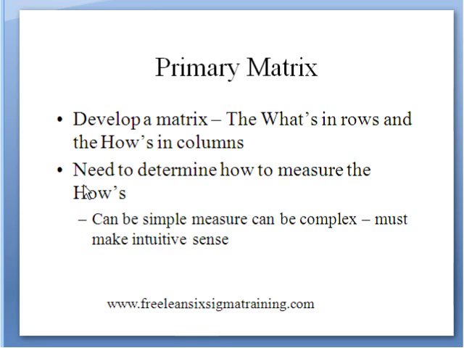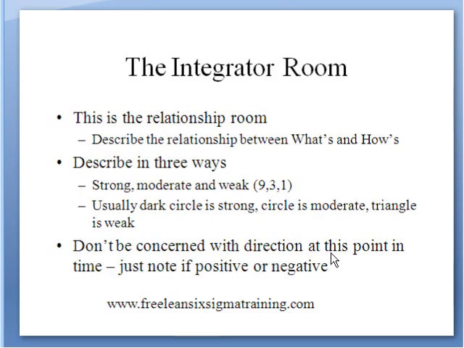Here's the key. When looking at the integrator room, we're trying to determine not only how they're related, but how strongly they're related. If you think about this in a little more detail, we're looking for, in statistics terms, something like correlation. Are the items strongly correlated? Are they moderately correlated? Or are they weakly correlated? We're not concerned at this point in time with the direction in which they're correlated, just whether or not they are correlated and how strongly.